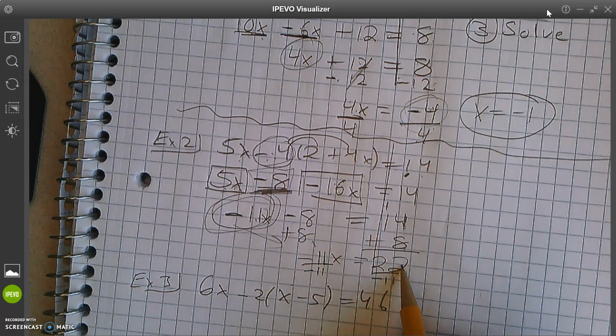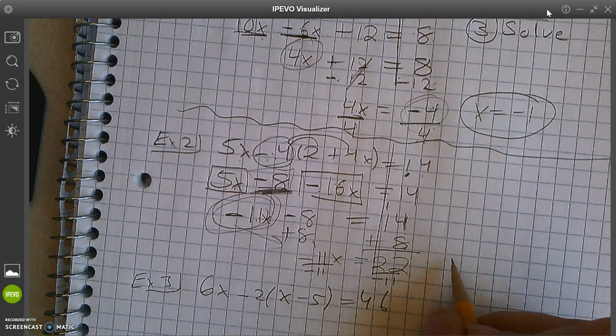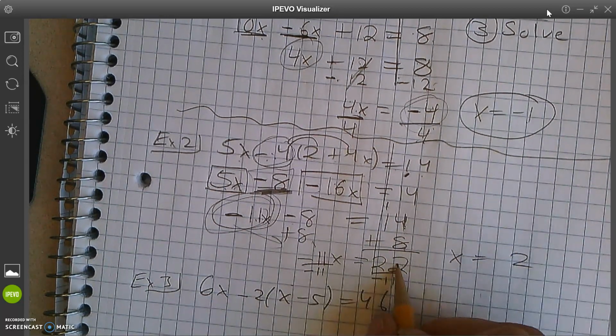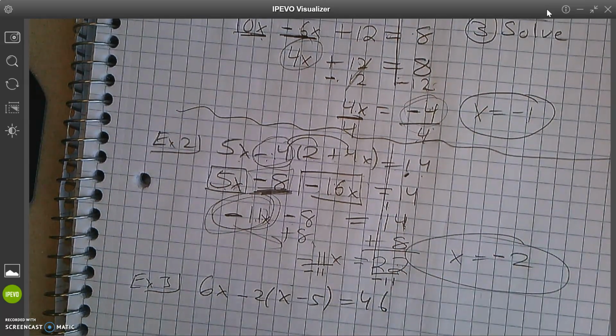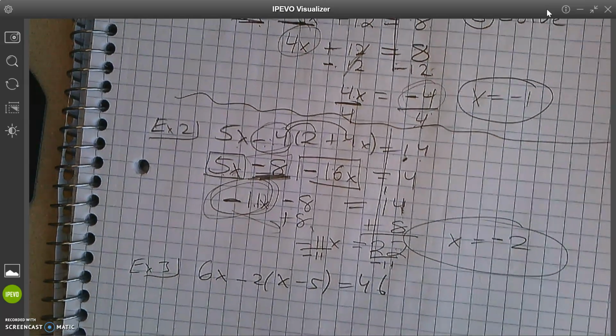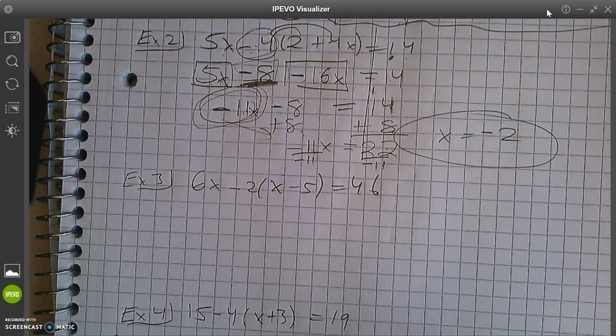11 times what is 22? You know those times tables, right? So that would be 2, and a positive divided by a negative is -2. There you go. All right, cool.